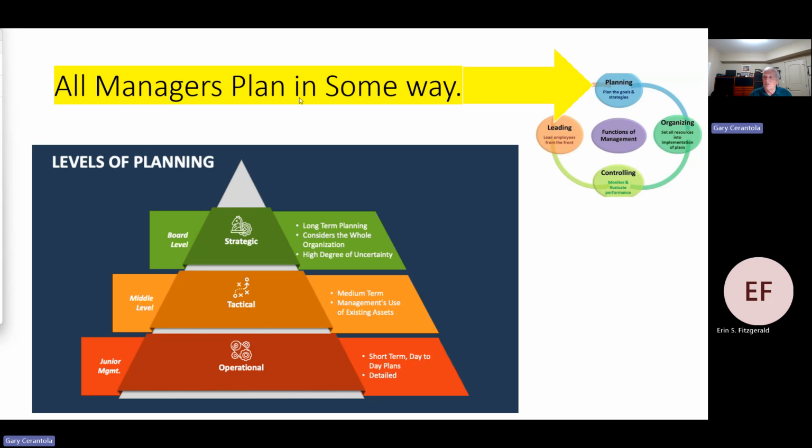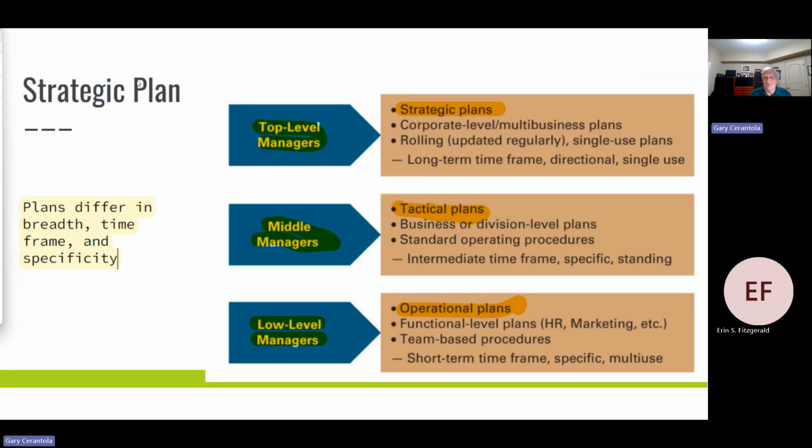And all managers plan in some way, all right? They're doing this at their different levels. And that's what keeps things going. And you notice that this is probably a test question. Okay. And again, so here we are, we talked about the different levels of management.